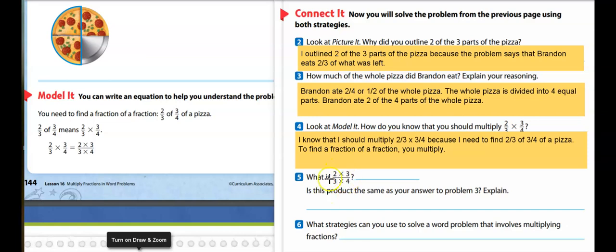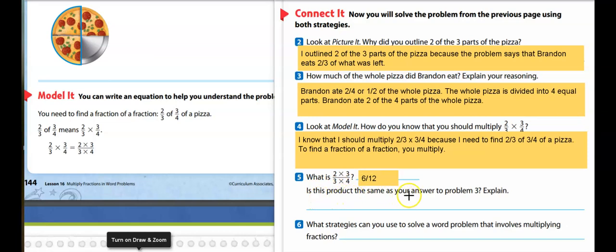So again, boys and girls, when we multiply fractions, we can do so by using the standard algorithm. And by doing so, we have to multiply our numerator by our numerator and our denominator by our denominator. So our numerator is 2 times 3. 2 times 3 gives us what, boys and girls? 6. 3 times 4 gives us 12. So our answer will be 6/12.